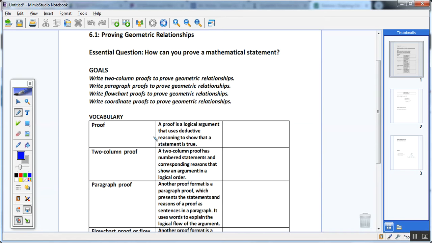So first vocab up there, proof. Anybody want to read that one for me? A proof is a logical argument that uses deductive reasoning to show that a statement is true. Deductive reasoning is reasoning based on things you already know, things you know, facts, right? Not fake news, but facts.